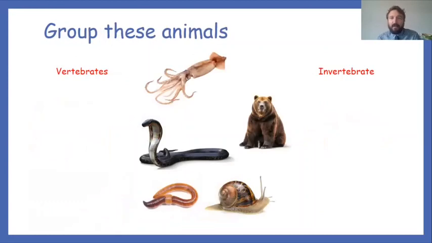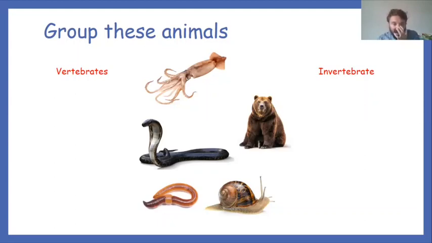What about this? Have a look at this. Can you place these animals into the groups they need to go into? You've got a giant squid, although I think that's just a normal size squid, a bear, a snake, a worm, and a snail. Why don't you have a go at putting those animals into the groups they should go into? Are they a vertebrate or an invertebrate? Pause the film there, come back in a minute or so, and we'll look at the answers together.